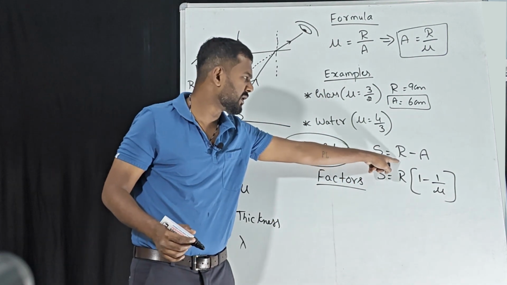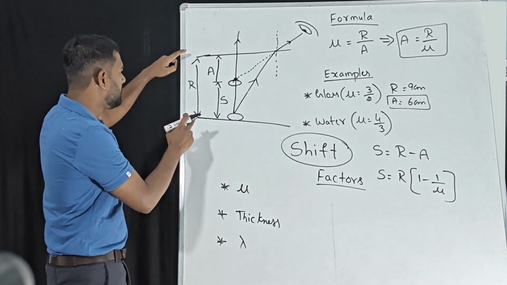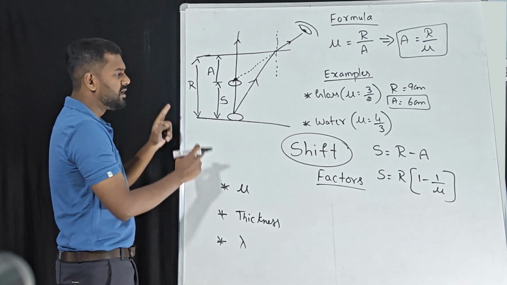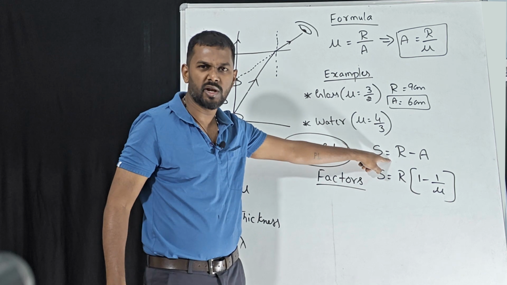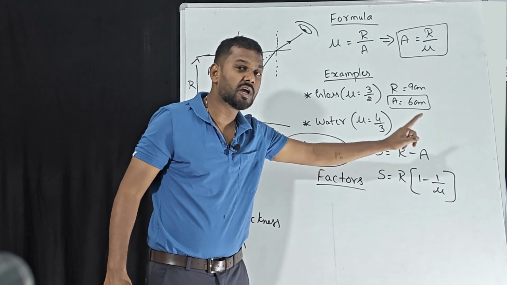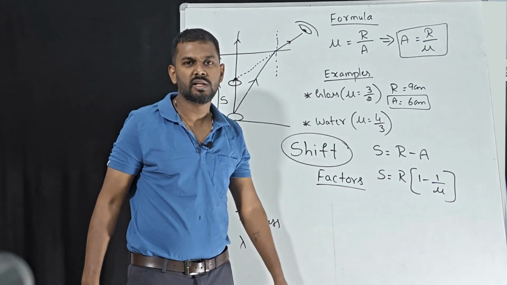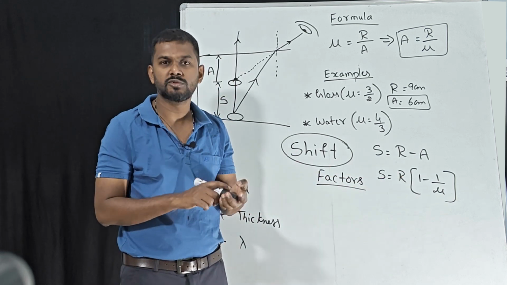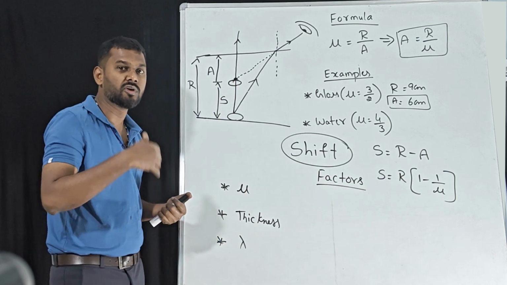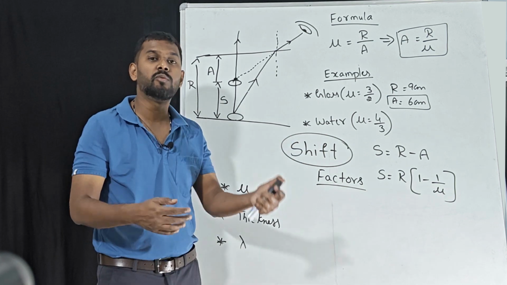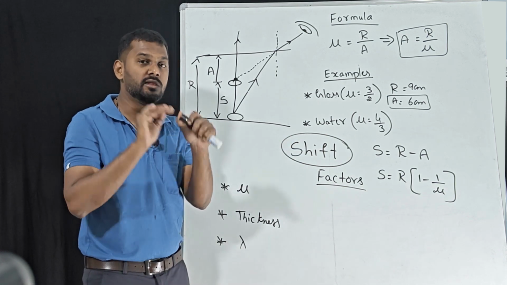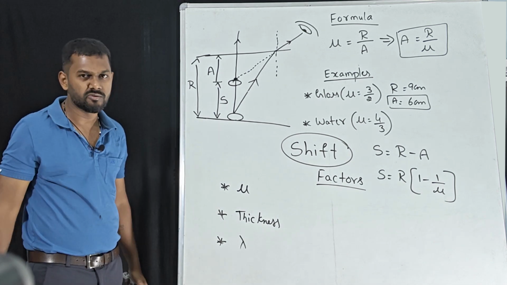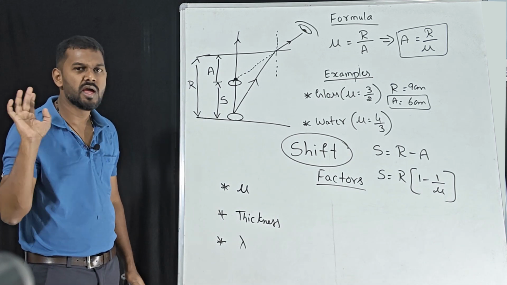If real depth and apparent depth are given, very simple. This is real depth, this is apparent depth. If you subtract these two, we'll get this value, correct? So you can use this formula directly. If apparent depth is not given, then we have to go for this formula. And in this formula, most of the time mu will be given in terms of decimal. We have to convert it into a fraction to make the calculations easier. Those tricks we are going to learn in the numericals video. That video will also be available in the description box.